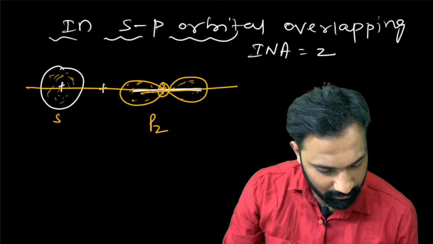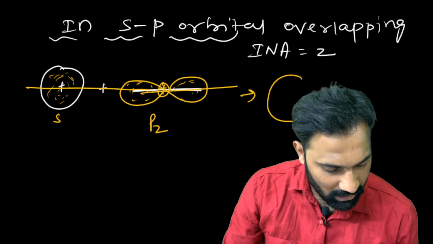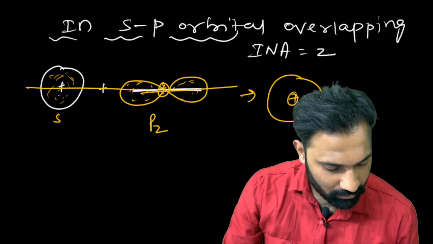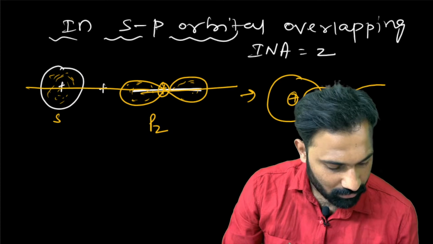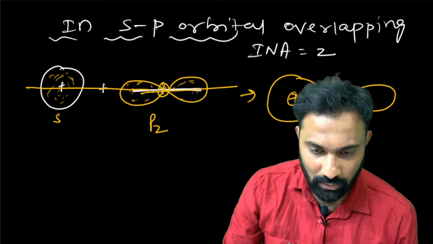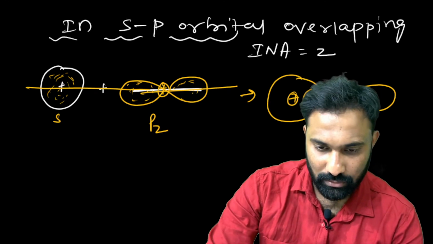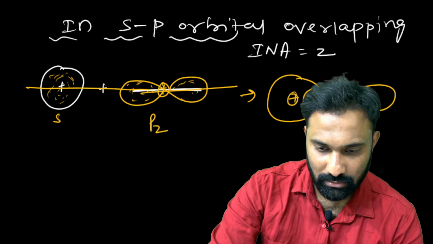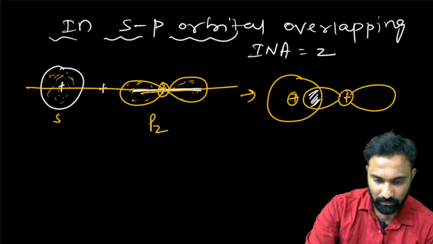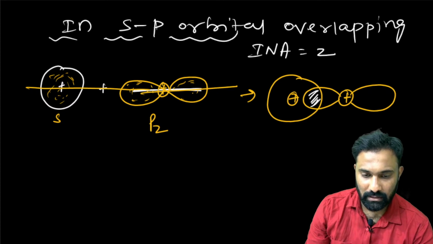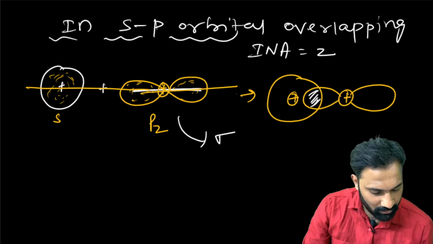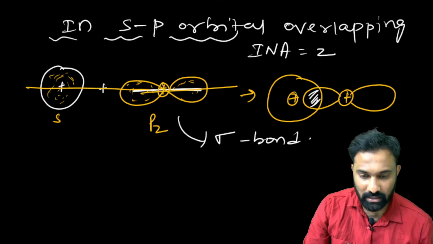Now, how will they overlap? They will overlap in this region, in this manner. When they overlap, we get the electron cloud here, and this leads to the formation of a sigma bond.